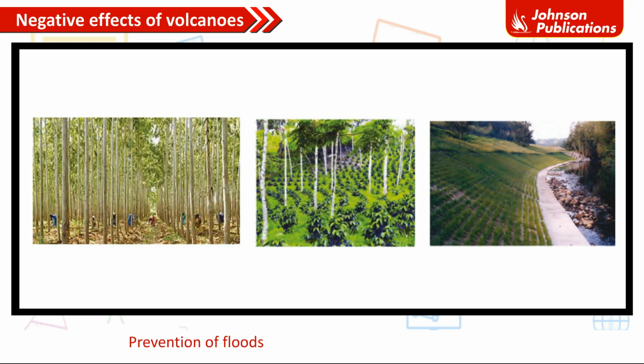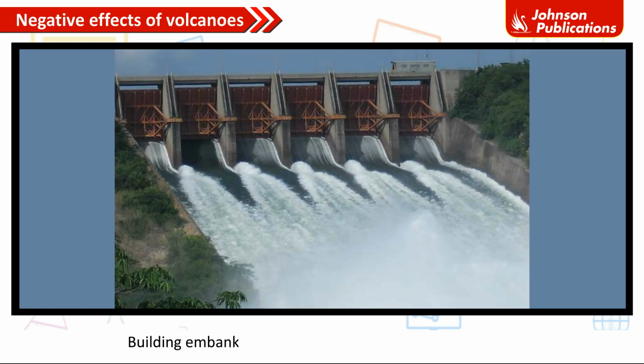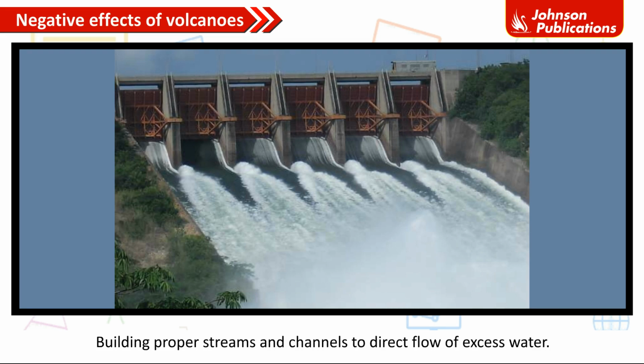Prevention of floods. Planting trees prevents soil erosion. Building embankments to control flow of water into rivers. Building proper streams and channels to direct flow of excess water.